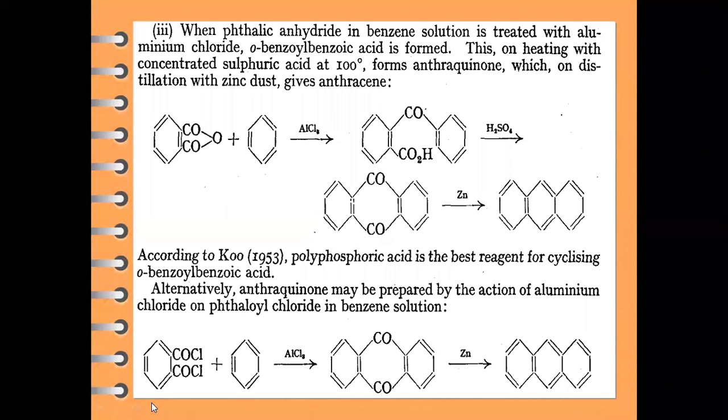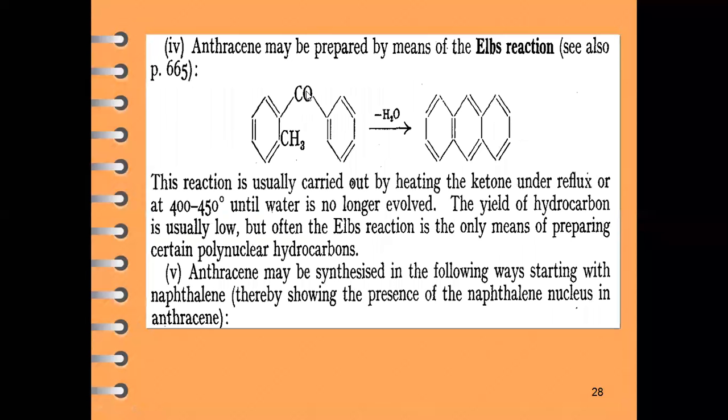Now, the next method for the synthesis of anthracene is by means of the Elbs process. What is this Elbs process? It is the reaction of a ketone derivative. This is a ketone, that is, a methyl diaryl ketone, or we can say a methyl dibenzene ketone, which undergoes condensation. We heat or reflux this mixture at approximately 400 to 450 degrees centigrade.